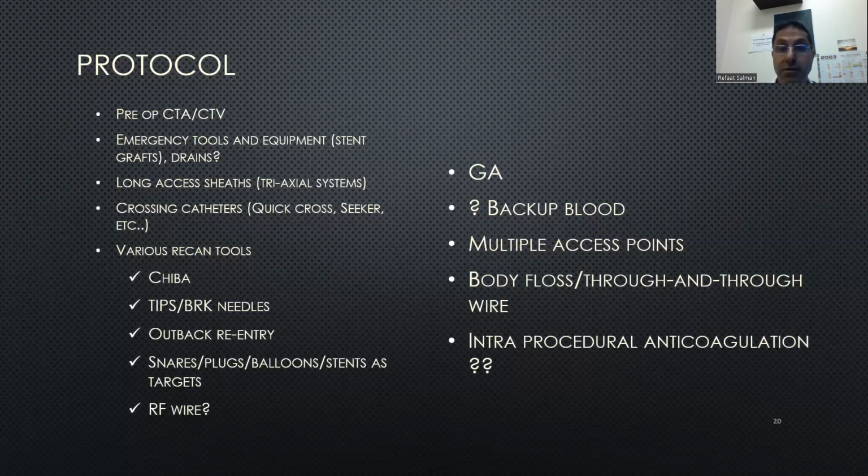The procedure is done under general anesthesia. You need to have backup blood, and gain multiple accesses to tackle the occlusion. Use the body floss technique, through-and-through wire. I'm going to mention it during the cases. Intraprocedural coagulation is debatable. Usually, I give these patients a shot of 3,000 units of heparin. That can be subject of discussion.